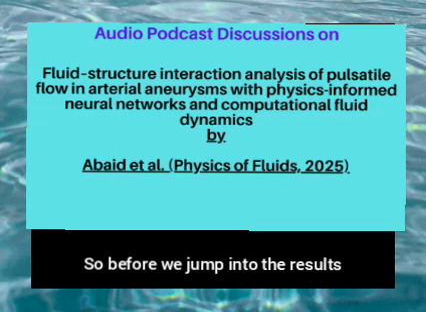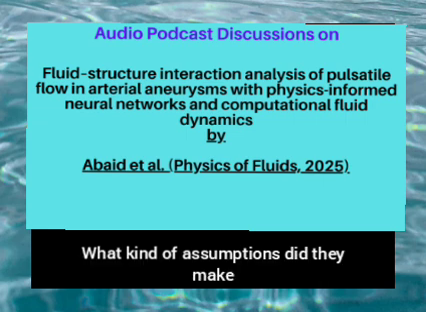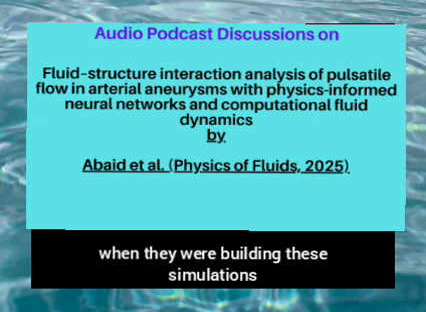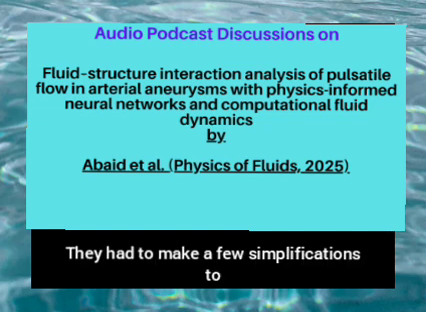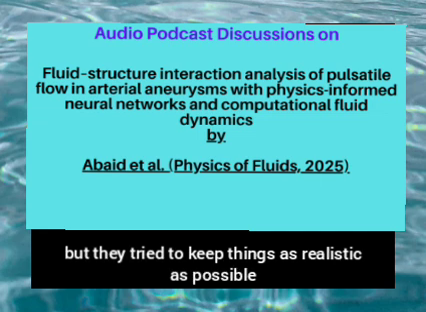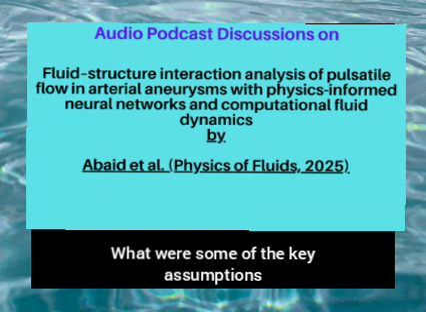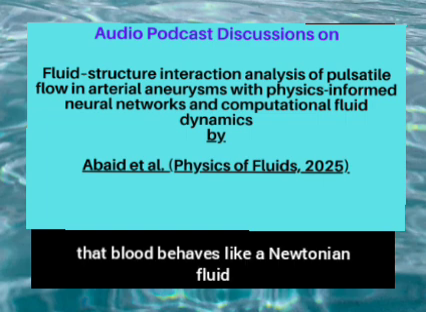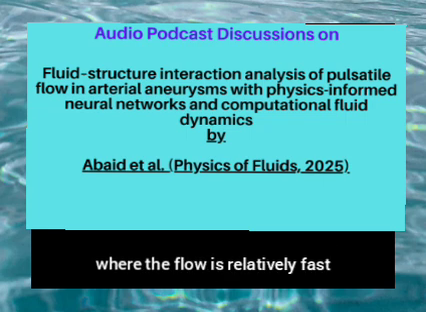Okay, so before we jump into the results, what kind of assumptions did they make when they were building these simulations? I mean, obviously blood flow's incredibly complex. Right. They had to make a few simplifications to make the simulations manageable, but they tried to keep things as realistic as possible. Makes sense. What were some of the key assumptions? Well, first they assumed that blood behaves like a Newtonian fluid, which is a reasonable approximation for large arteries where the flow is relatively fast.